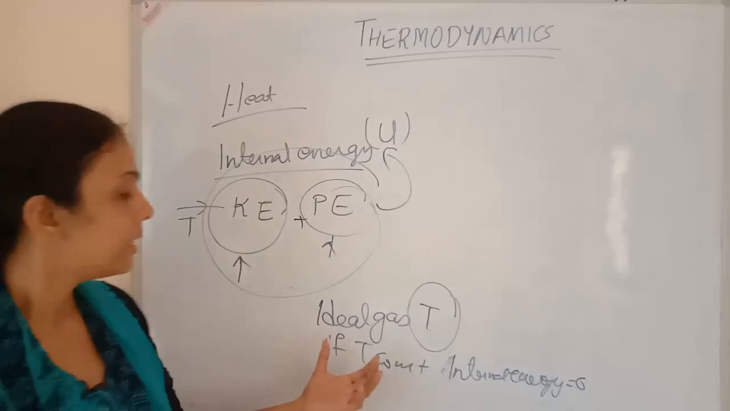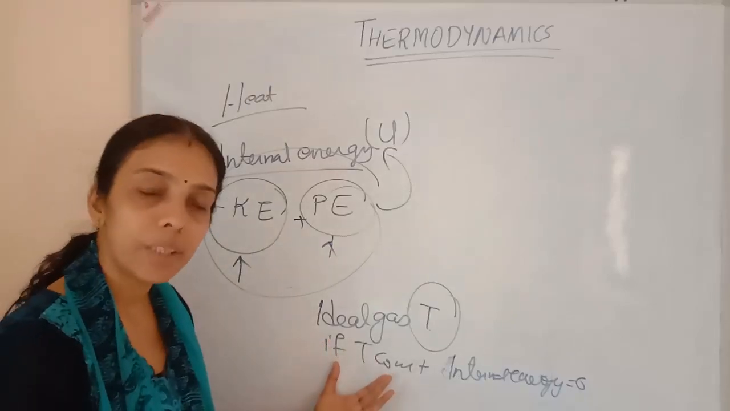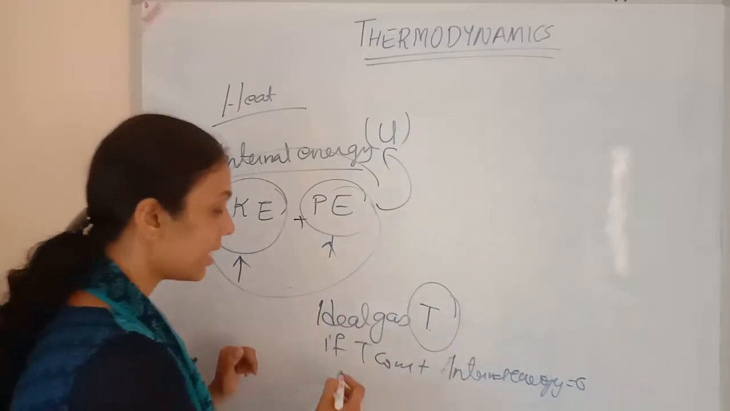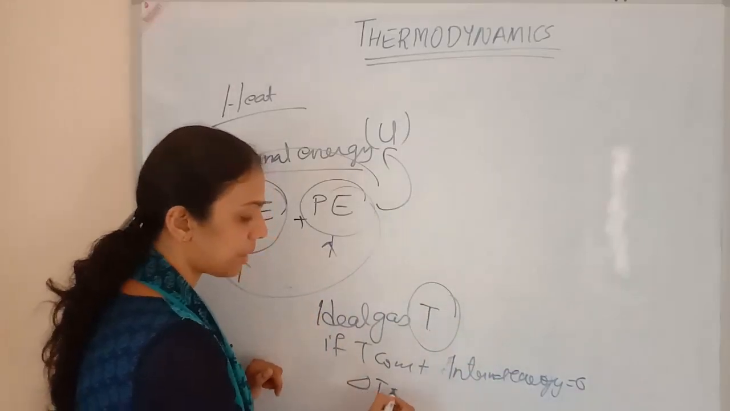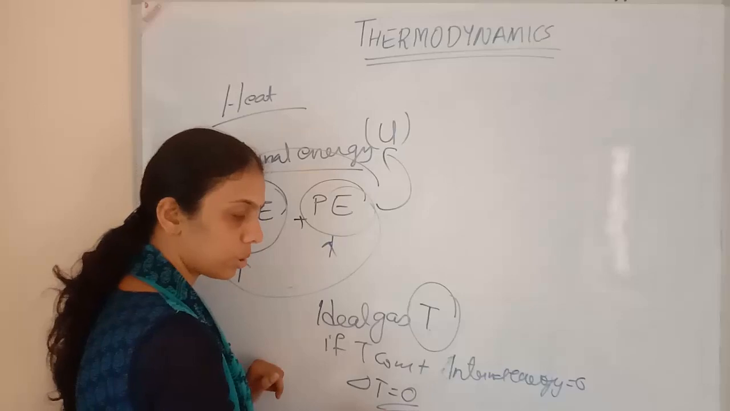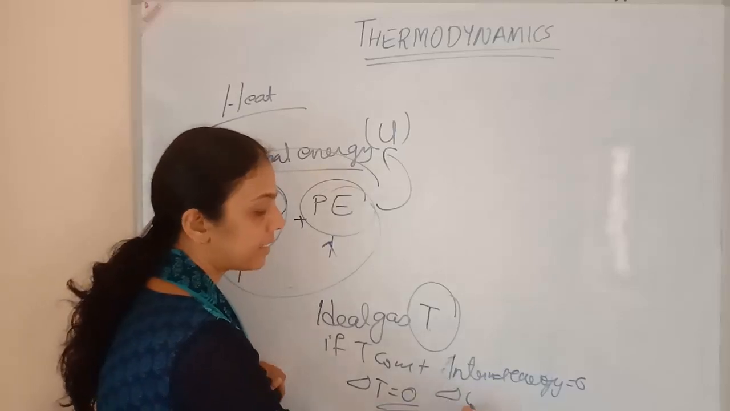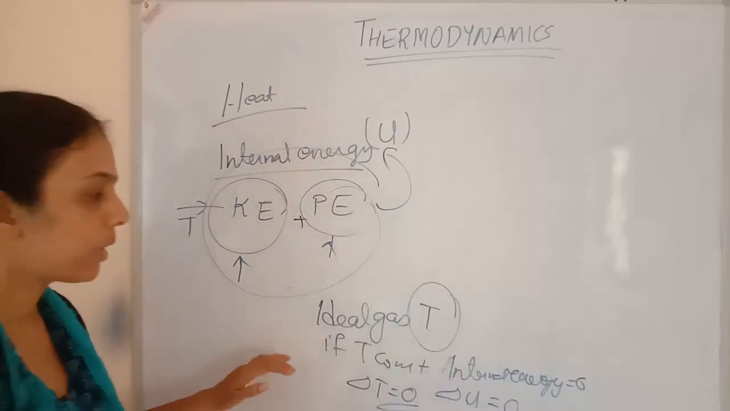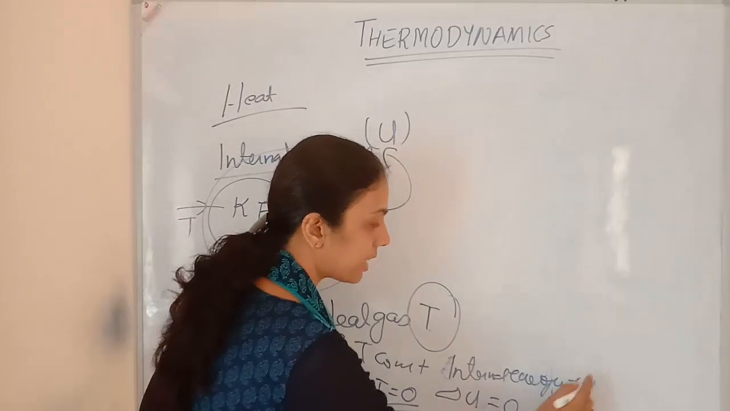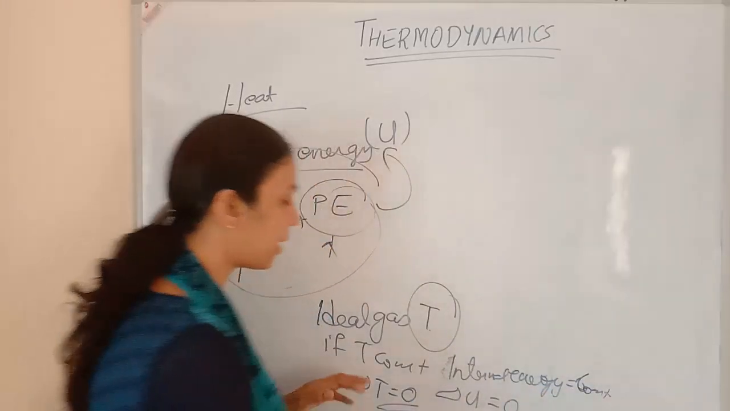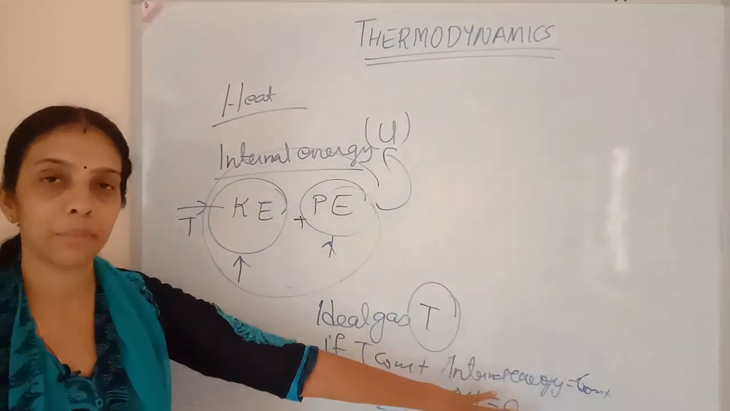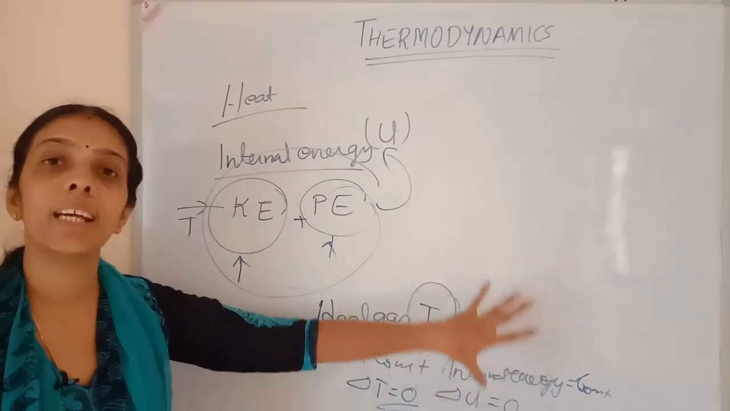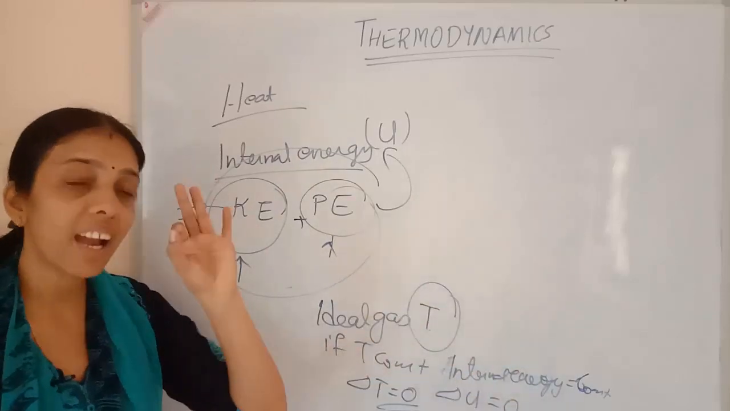So if temperature remains constant, the change in internal energy will be zero. That is, if there is no change in temperature, if delta T is equal to 0, then delta U, the change in internal energy, also will be 0. Internal energy remains constant. If temperature is constant, internal energy remains constant for an ideal gas.